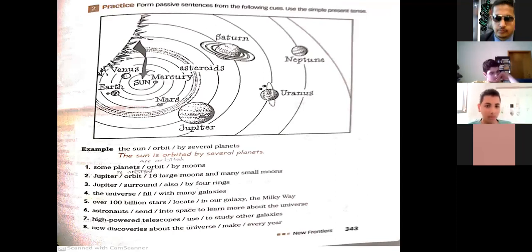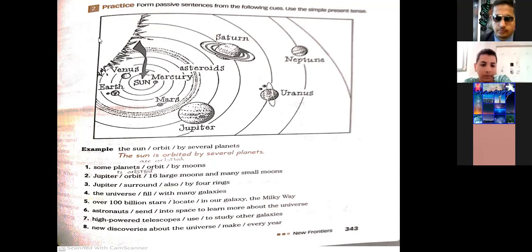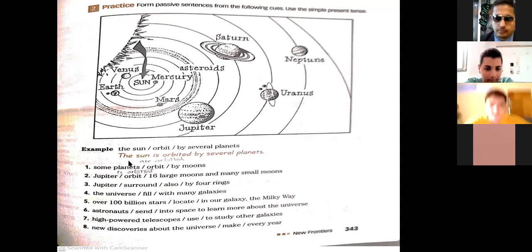Muhammad Hatem, can you start? Read the exercise. Practice to form passive sentences from the following cues. Use simple present tense. Example: the sun orbit by several planets. The sun is orbited by several planets. It's very simple. Number one.